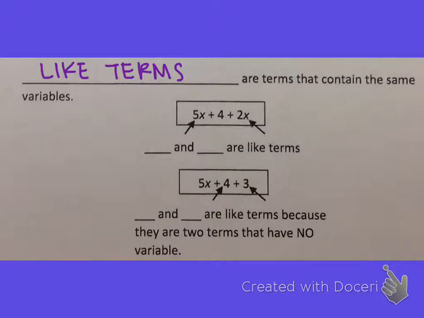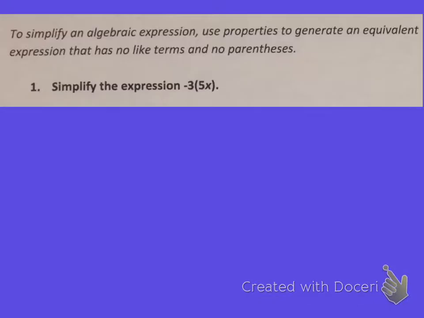Like terms are terms that contain the same variables. In our expression 5x plus 4 plus 2x, 5x and 2x are like terms because they both contain the variable x. In the expression 5x plus 4 plus 3, 4 and 3 are like terms because they are two terms that have no variable. To simplify an algebraic expression, use properties such as the associative or commutative property to generate an equivalent expression that has no like terms and no parentheses.